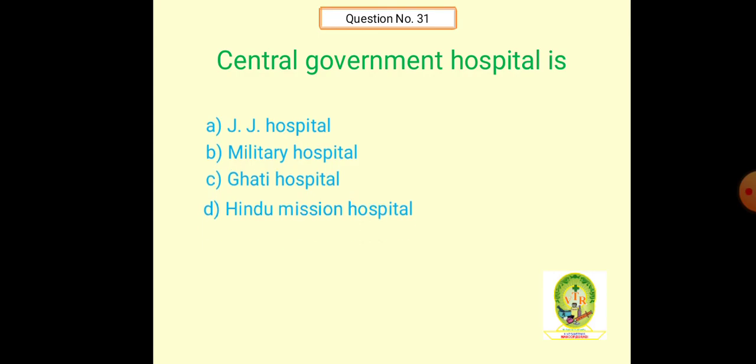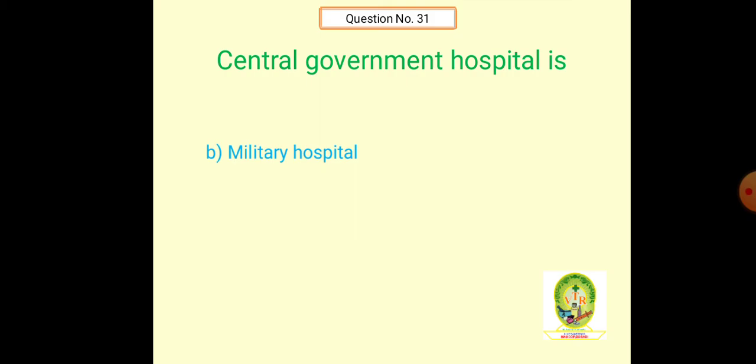Central government hospital is. Options are A. JJ Hospital, B. Military Hospital, C. Gati Hospital, D. Hindu Mission Hospital. Right answer is B.